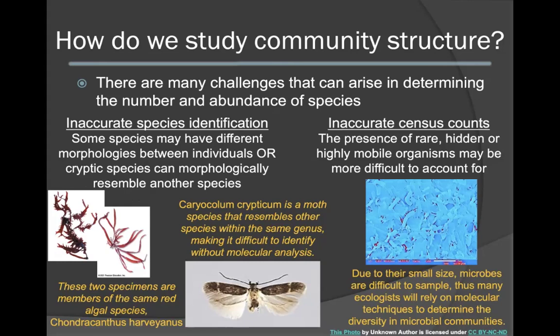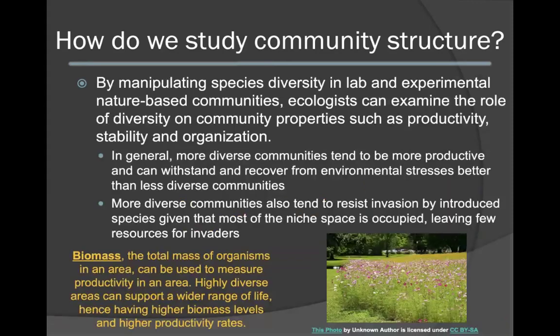Another challenge is the inaccurate census counts. The presence of rare, hidden, cryptic, or highly mobile organisms may be more difficult to account for. As a result, they may be missed and not accounted for when examining species diversity and community structure. Due to their small size, microbes are typically difficult to sample. Thus, many ecologists will rely on molecular techniques to help determine the diversity that is present within microbial communities.